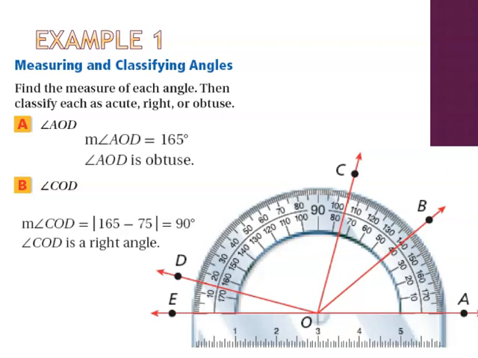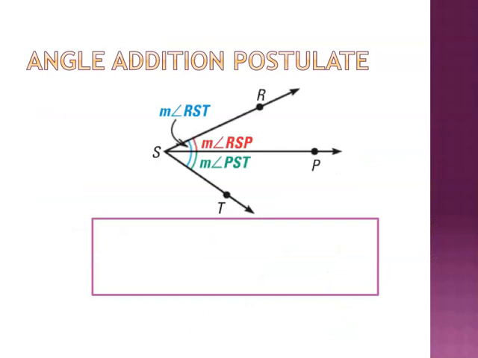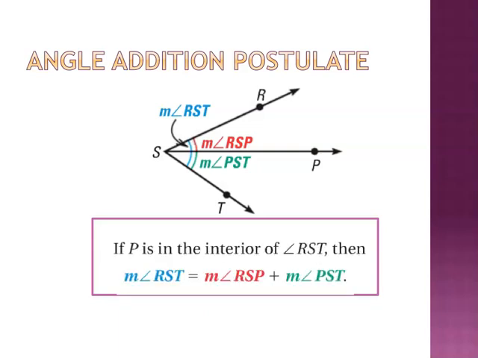Great, our next topic is the angle addition postulate. So similar to the segment addition postulate, the angle addition postulate says that if P is in the interior of angle RST, then the measure of angle RST is going to be equal to the measure of angle RSP plus the measure of angle PST. So essentially, in terms of the colors there, the angle that's marked in blue is equal to the measure of the angle in red plus the measure of the angle in green.